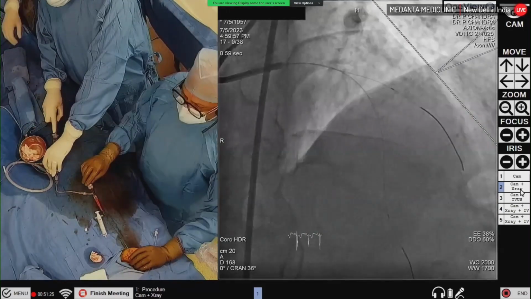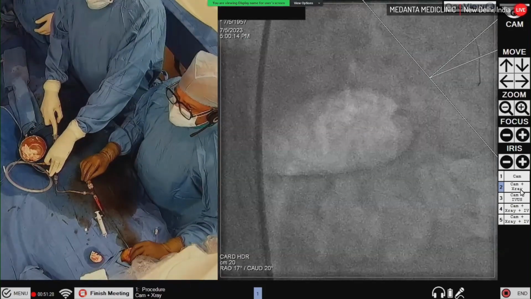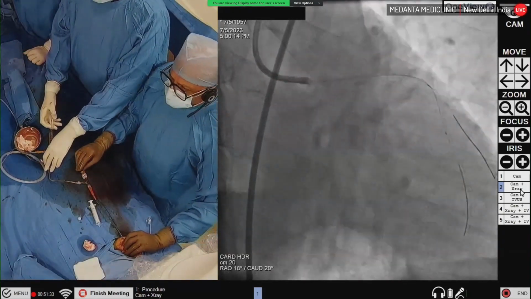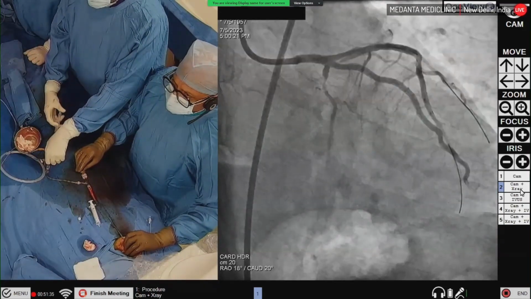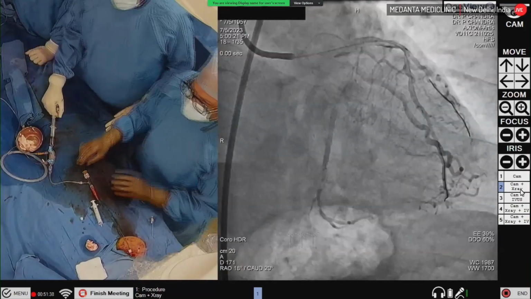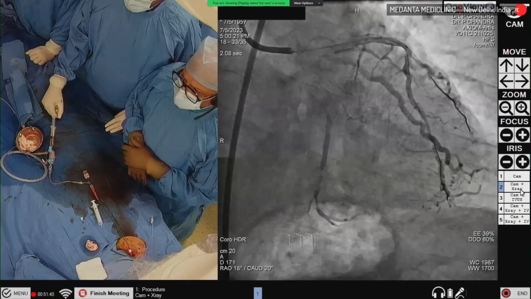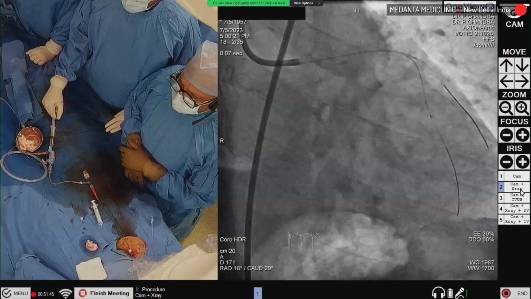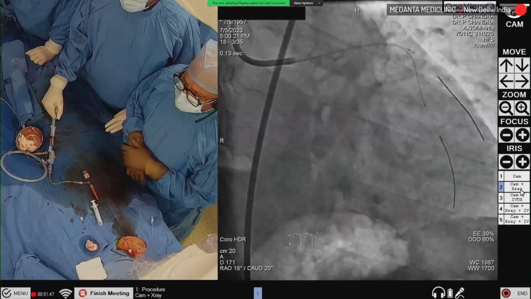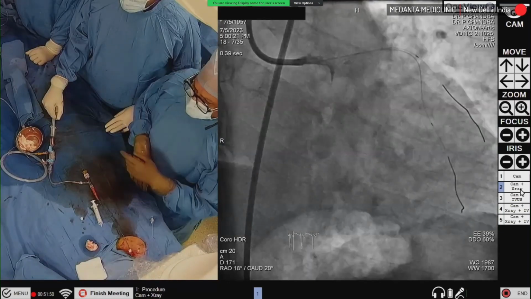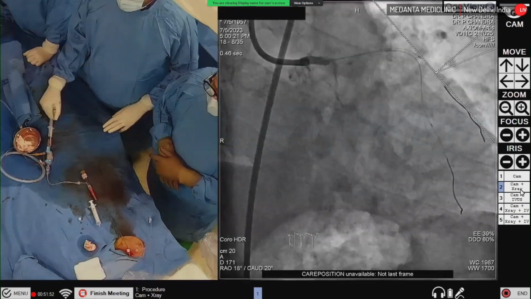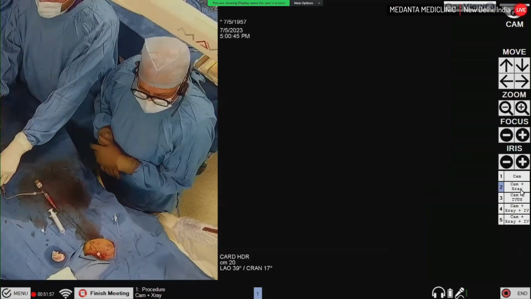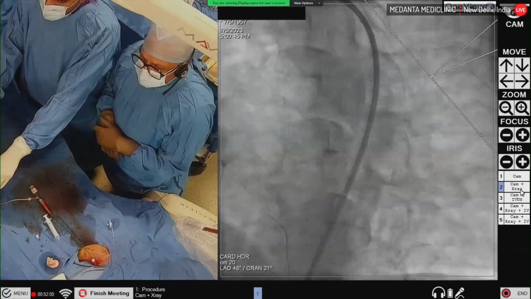RAO caudal. Okay. Show us. There's some dye staining there. Okay, that's the other branch. So there is a dissection which I can see in the distal part of the vessel, and we will see in the other views. Cranial, please.